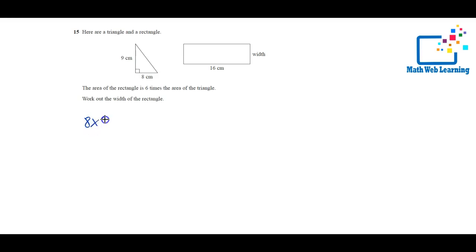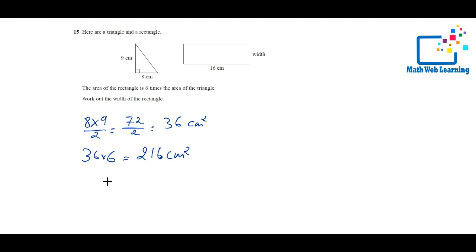Base times height divided by 2. 72 divided by 2, which is 36 centimeters squared. So the area of the rectangle is going to be 6 times bigger than this area, so we times it by 6, and you get 216 centimeters squared. Right? Now, what do I do to calculate the width?